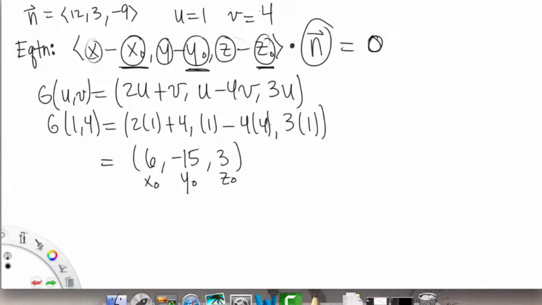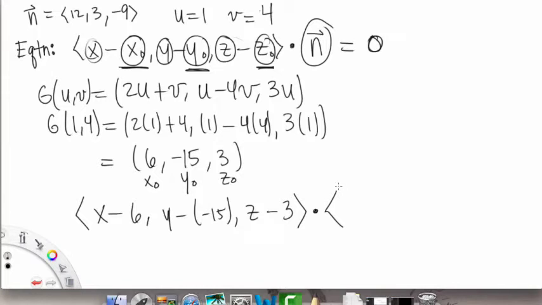Okay. So now we have that, and we're just going to plug them in and simplify. So we're going to plug in x minus x naught, which is 6, and then y minus y naught, which is negative 15, and z minus z naught, which is 3. And we're going to dot that with the normal vector, which we calculated on the previous slide, which was 12, comma 3, comma negative 9. And this is supposed to equal 0.